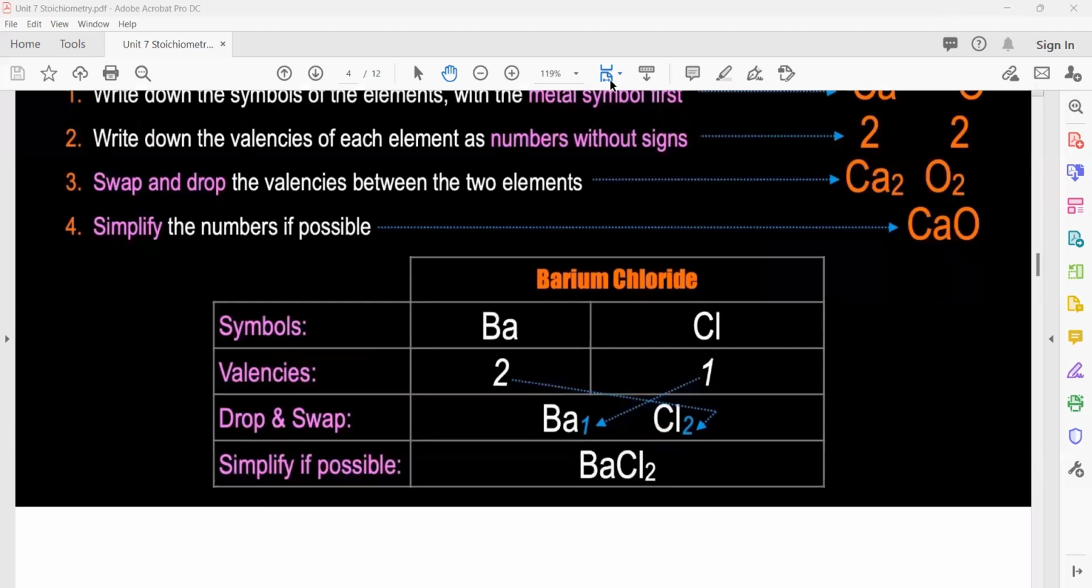Now here they have given another example, this one for barium. Here barium has 2 plus, then chlorine is -1 or 1. So you can simplify. Now swap them. 2 will go under chlorine and this will go here. So this is what they have written here.